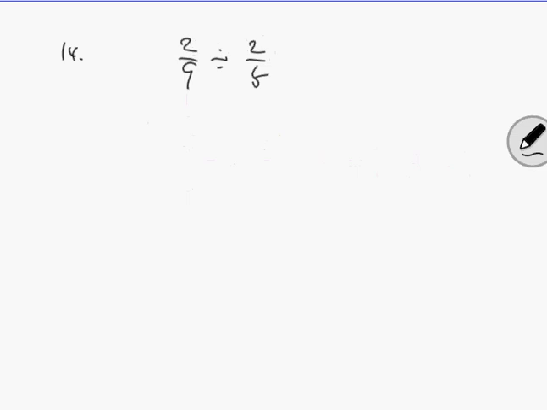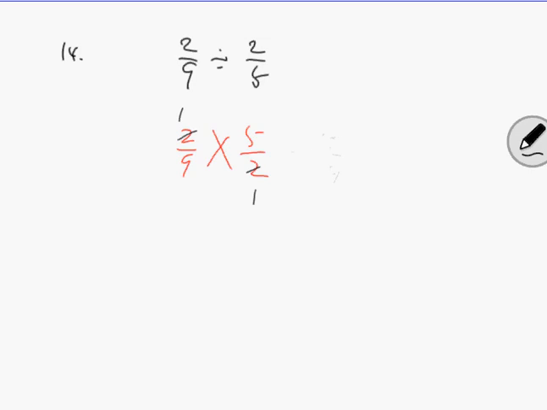Question 14, 2/9 divided by 2/5. So keep your first fraction, change the division to multiplication, and use the reciprocal of your second. If you look across this multiplication, you see 2 over 2, which will reduce nicely to 1 over 1, which means when I multiply my new numerators, I get 5. My new denominators, I get 9. I get 5 over 9.